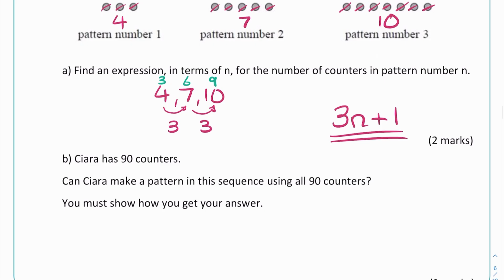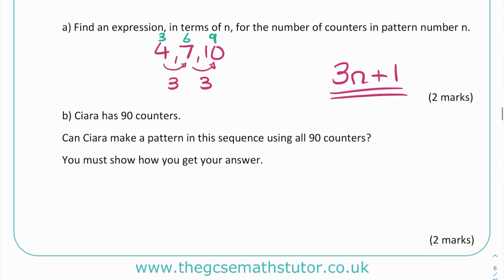It says here, Kira has 90 counters. Can Kira make a pattern in this sequence using all 90 counters? And you must show how you get your answer. Now what you could do, it'd be a very slow way of doing it, but you could just keep adding 3 onto your sequence.